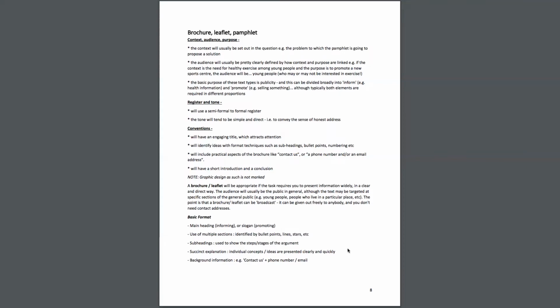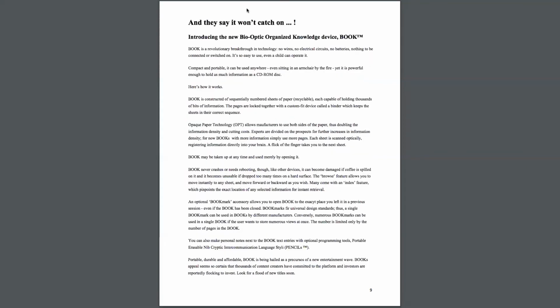So in this example, we have a title, we have the introduction of this brand new object, which is the book, the Bio-Optic Organized Knowledge Device. And the title is catchy. There is a subheading. We do have some bit of sectioning in short paragraphs, but it would be better to have real sections, with subtitles and perhaps bullet points or numberings. And as you can probably notice, this example is missing one key component, right? We have some numberings here that could benefit your writing.